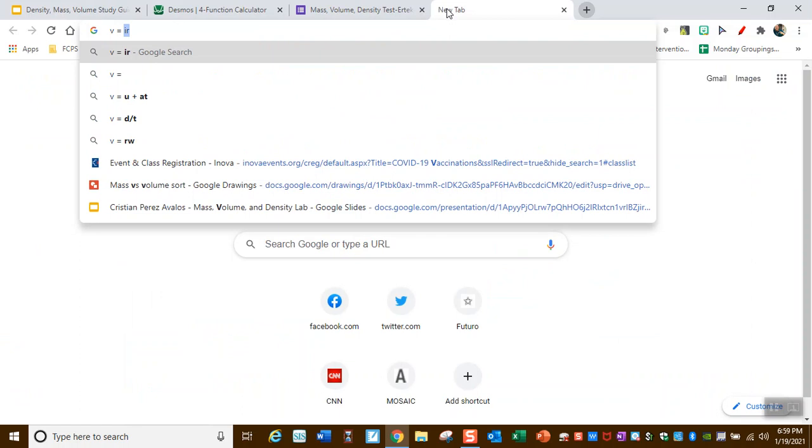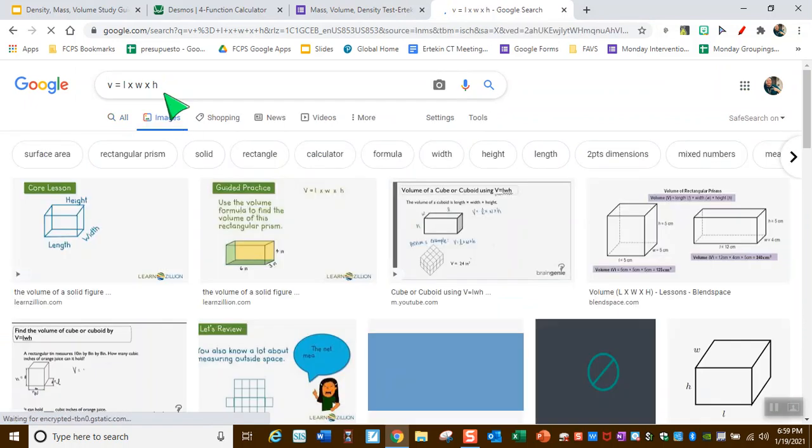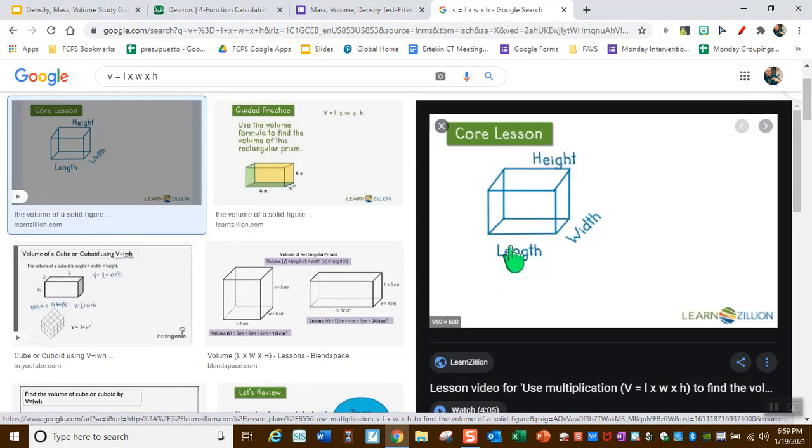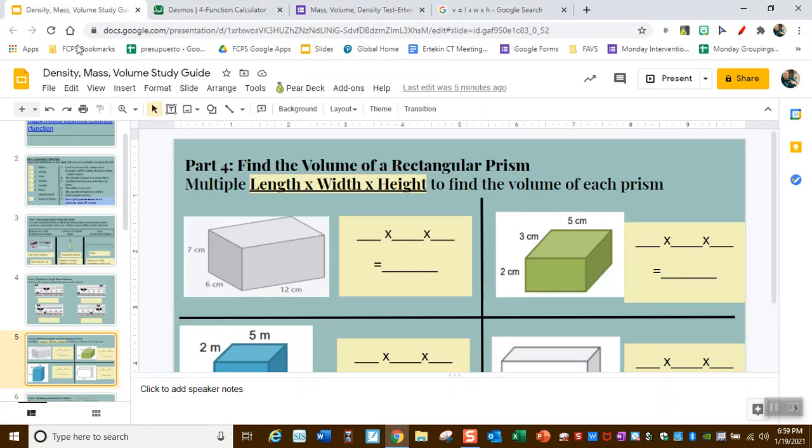So if I want to show you what that means, okay, so to find the volume, we multiply the length times the width and the height. Tenemos que multiplicar cuánto largo es, cuánto ancho es y cuánto alto es para calcular el volumen de una figura como una caja, okay? So let's do this one together.